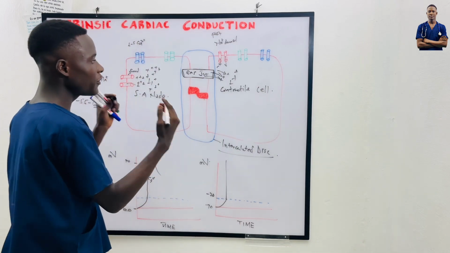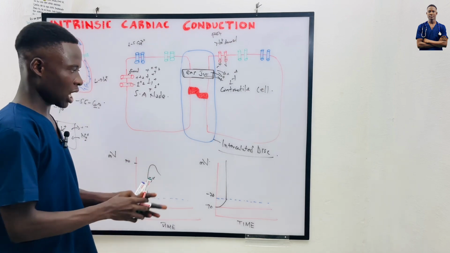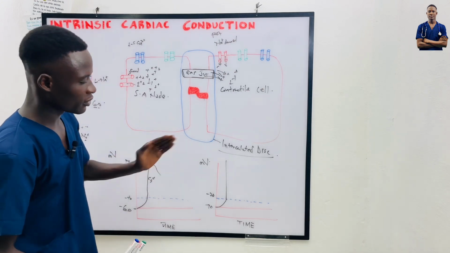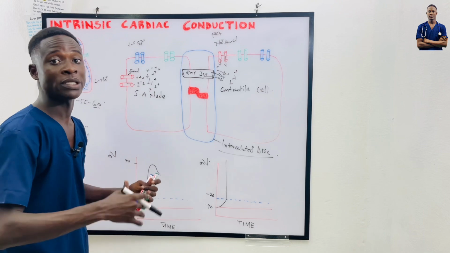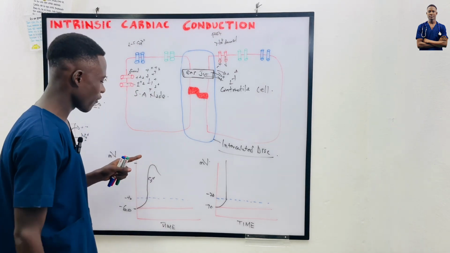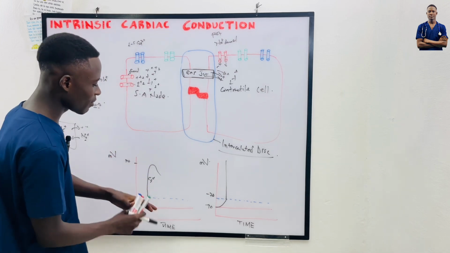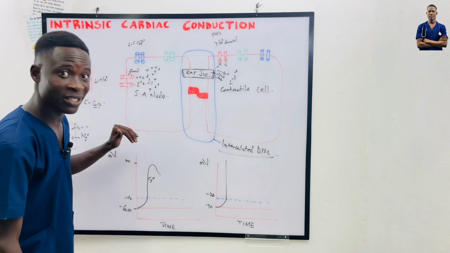Now, we've generated our action potential. How can we get our resting membrane potential back? You understand? Because we started at the resting membrane potential and we've generated our action potential. So after generating the action potential, the cell must also rest. So we must bring it back again.